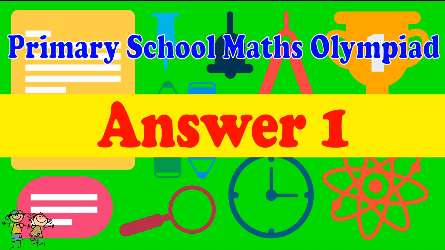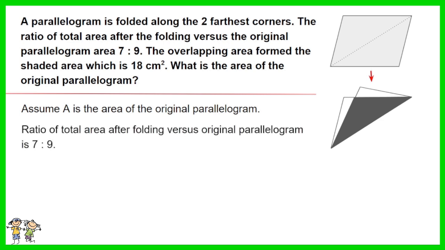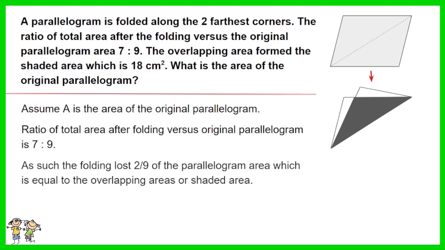Answer for question 1. Assume A is the area of the original parallelogram. The ratio of total area after folding versus original parallelogram is 7:9. As such, the folding lost 2/9 of the parallelogram area, which is equal to the overlapping area or shaded area. Given 2/9 of A equals 18 centimeters squared, thus A equals 81 centimeters squared.